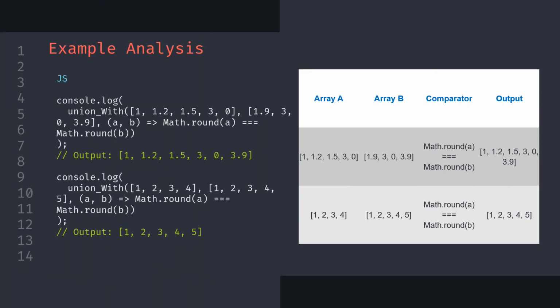Here are some examples. In the first example, elements like 1.9 are considered unique because their rounded values do not match. In the second example, the output includes all elements from both arrays, with duplicates removed.